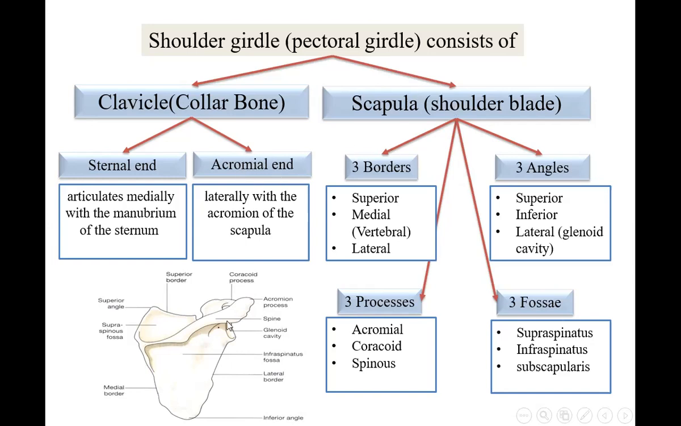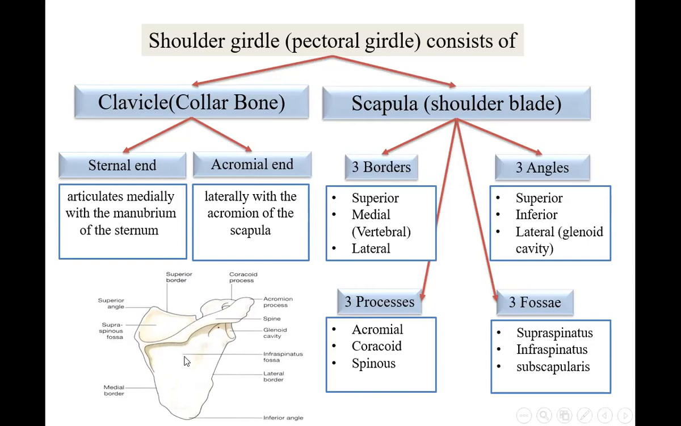Now coming to the scapula, there is the scapula here. It is also called the shoulder blade. Just like the clavicle is called the collarbone, the scapula is called the shoulder blade. So this has three borders, three angles, three processes and three fossae. Three borders, which are those? There is the superior border. This is the superior border here.